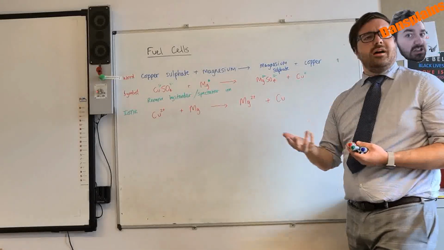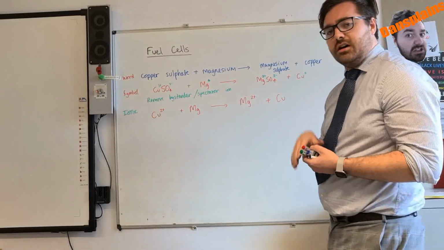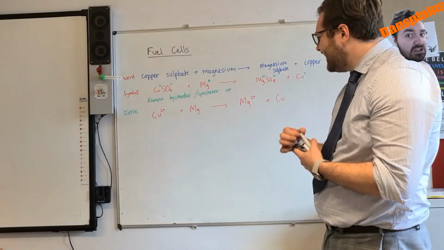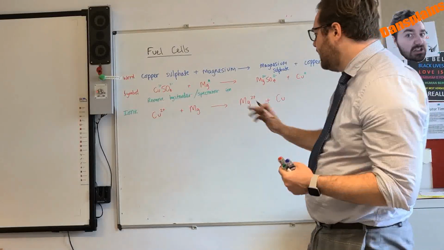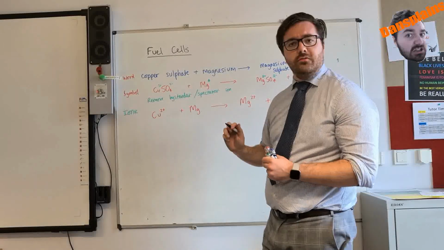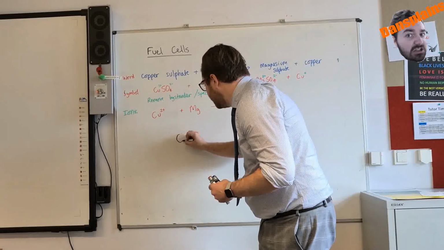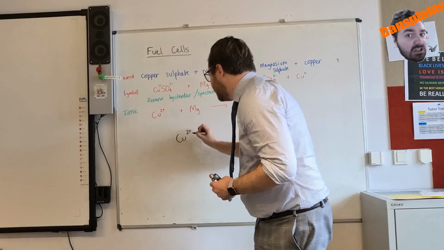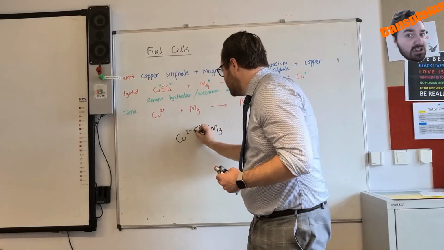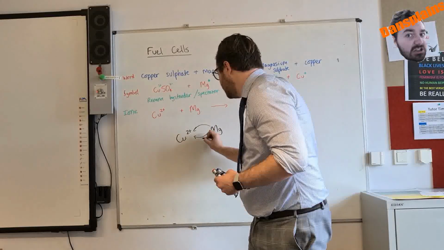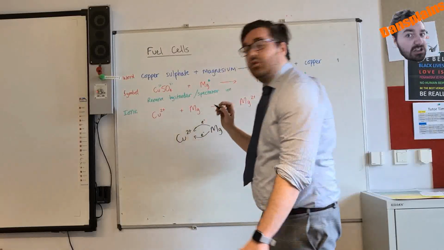So now I've got to think about this. We go back to our ions and our ionic equations. Well, what has actually happened? A really simple way of putting it is, I've put this Mg in my copper sulfate solution, and what's happened is I have my copper 2+ in solution, I have my Mg, and that Mg has quite literally given 2 electrons to my copper ions.